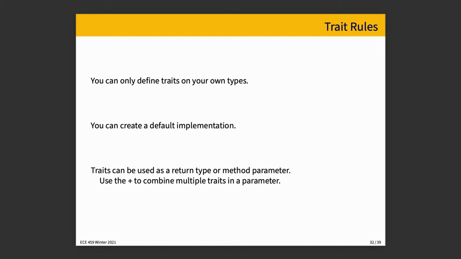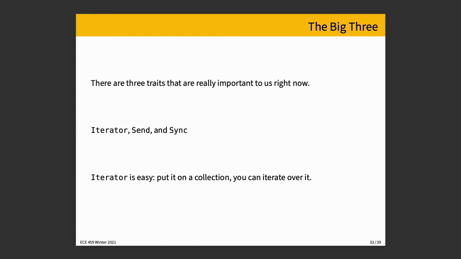And if you want a parameter to be more than one trait, so it has to be both final grade and serializable, let's say, then you can use the plus symbol. So you say this variable x is of type final grade plus serializable. Neat. When you need a parameter to be a couple of things, that's kind of cool.